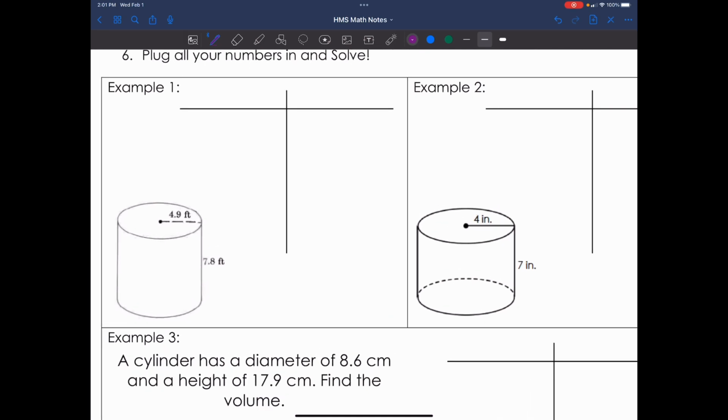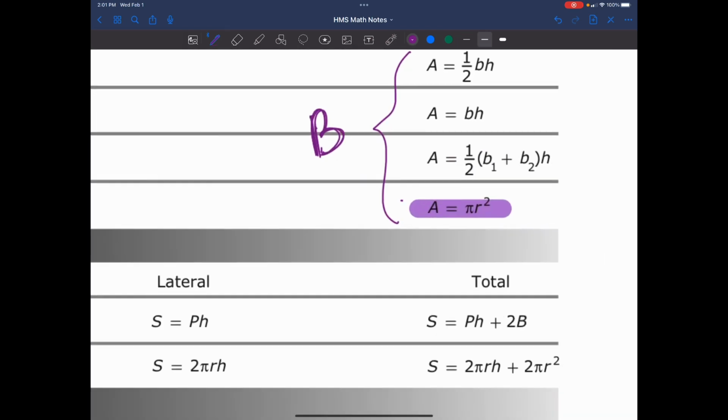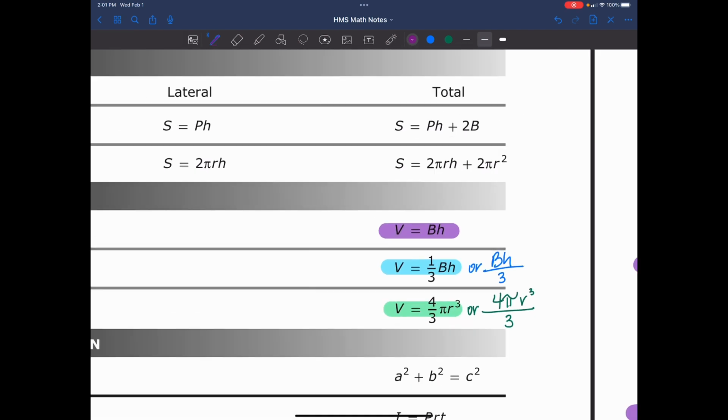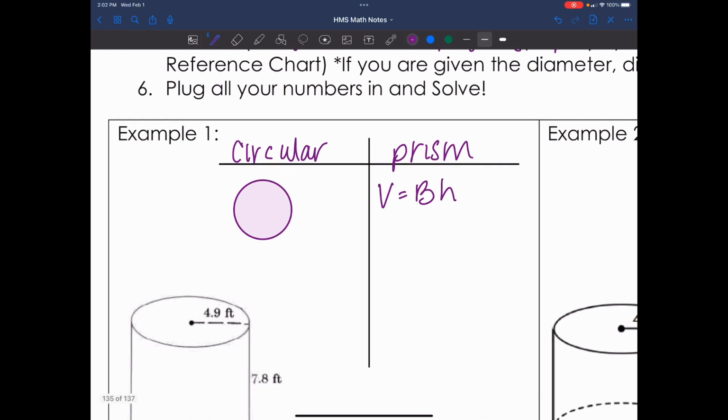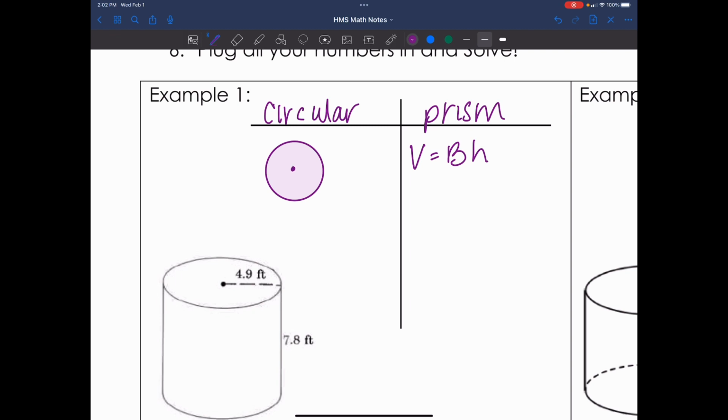This is a circular prism. And then I am finding volume. So I need to pull out my volume formula, which I know on my reference chart is right there. Capital V equals BH. And then since I'm dealing with a circle, I need to draw a circle. Cool. I like that. It fills it in. That's fun. And then pull out my dimensions and label. So this looks like it's going halfway, 4.9. So I know my radius is 4.9 and my height is 7.8, right? Because then that has to be 7.8.